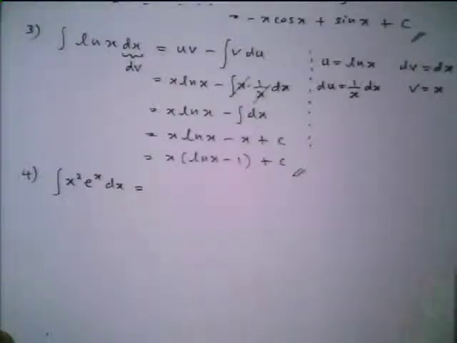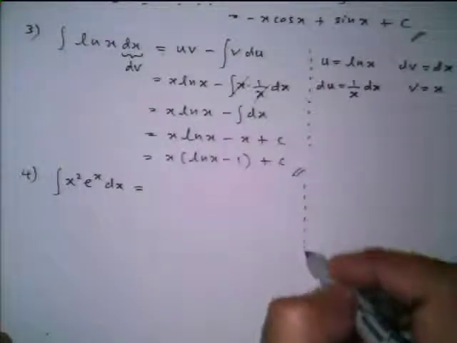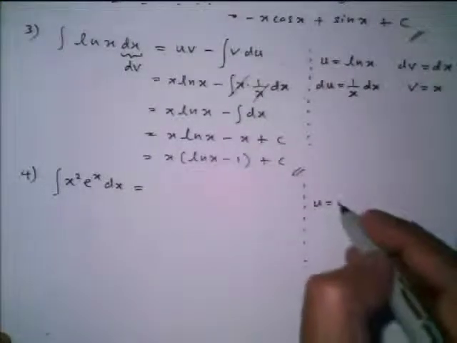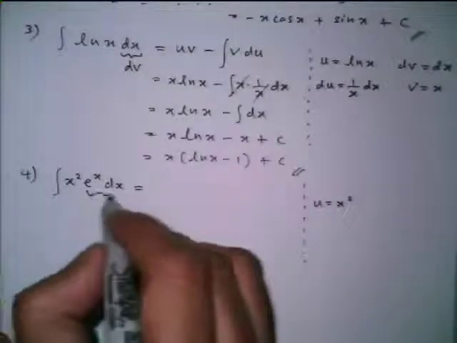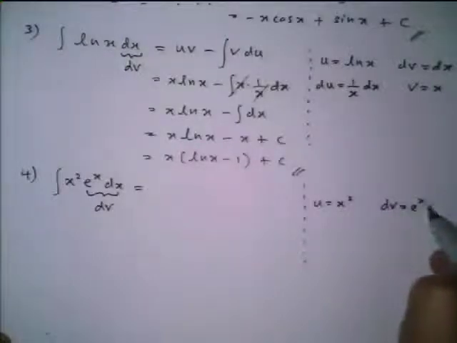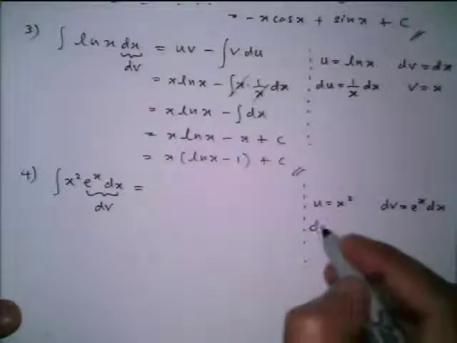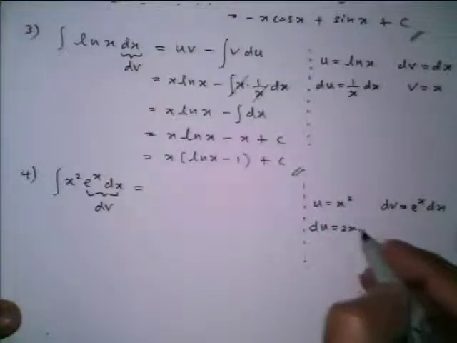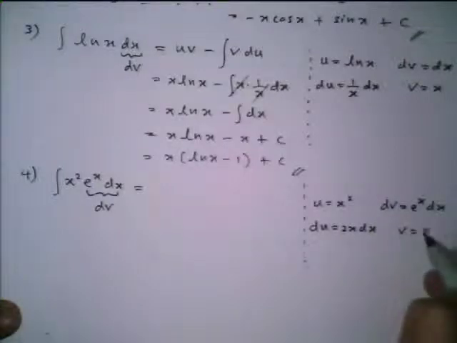So what is your choice of u? What is your choice of u? U equal x squared. Okay. So the rest of the part is dv. So dv equal e^x dx. So du equal 2x dx. V equal e^x.